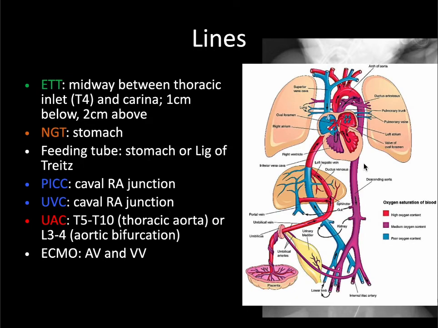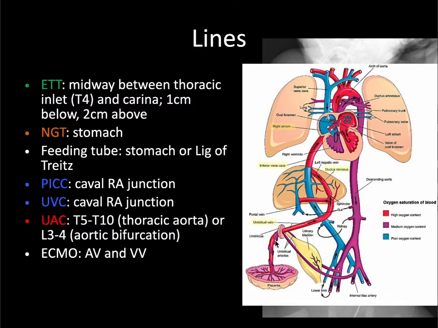Here's an example of a schematic of the fetal circulation to give you an idea of where the umbilical venous and umbilical arterial catheter should be. Umbilical venous catheter comes through the umbilicus, through the umbilical vein here, and goes through the ductus venosus and up the inferior vena cava into the right atrium. So we'll follow a path from the umbilicus.